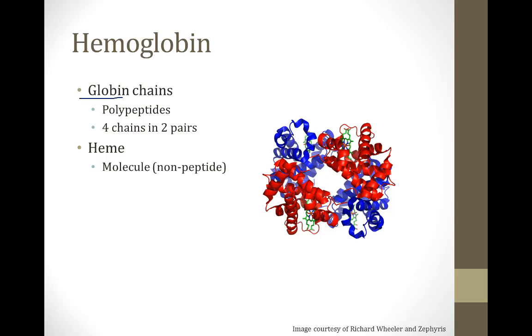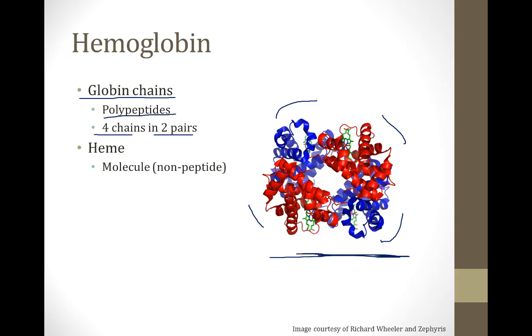The first element are the globin chains. These are polypeptides, and most hemoglobin molecules have 4 chains in 2 pairs. This is a representation of what hemoglobin might look like here, and you can see that there are 2 blue molecules here. Those are globin chains, and 2 red molecules here, so a total of 4 in 2 pairs.